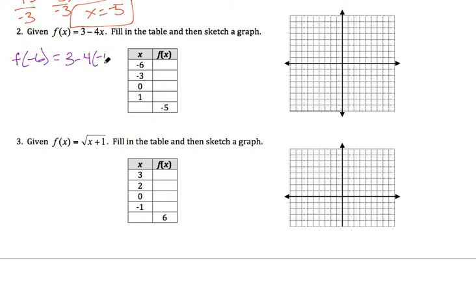So this is my input, and I substitute the -6 wherever I see the x value, right there. So f of -6 is equal to 3 plus 24, which is 27. So you would fill that in here. When I show you the graph, don't worry about graphing -6, 27 because it won't fit here. The -3 doesn't fit either. So use the graph that you're given. That's fine. Okay, so you will pause the video and then complete numbers 2 and 3.